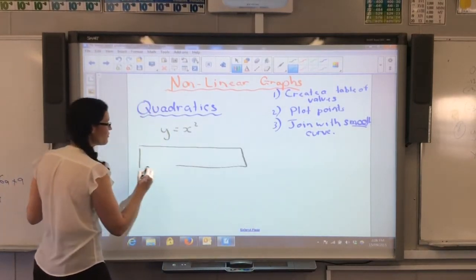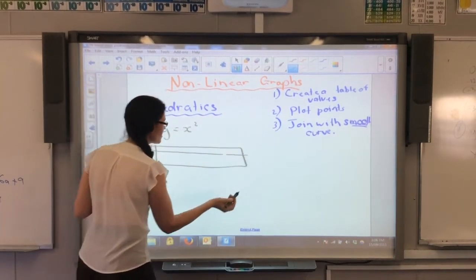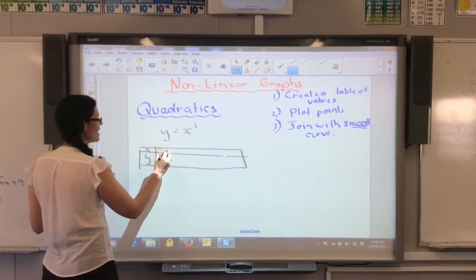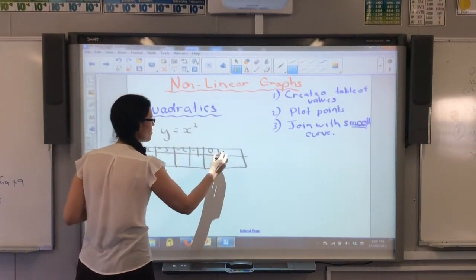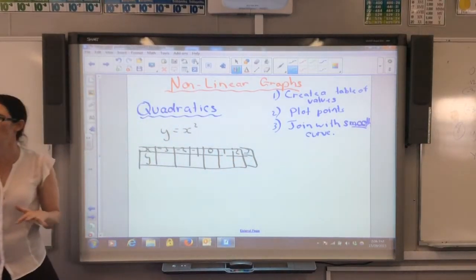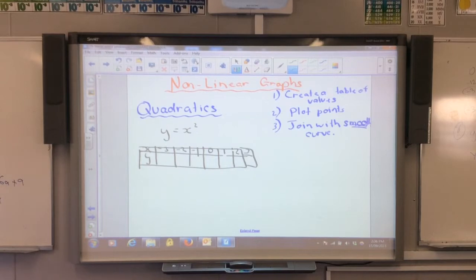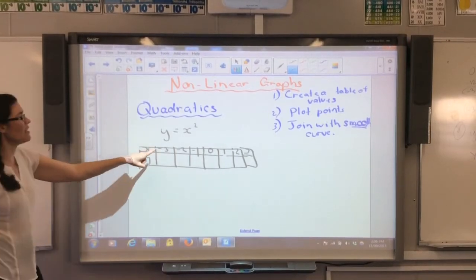So in my table of values, I know we've done all these things with different letters. We're back to just x's and y's now. We're going to put in -3, -2, -1, 0, 1, 2, and 3. So we're going to find quite a few values. Now, if I put that in the rule, what is -3 squared? So I'm putting -3 into my rule.